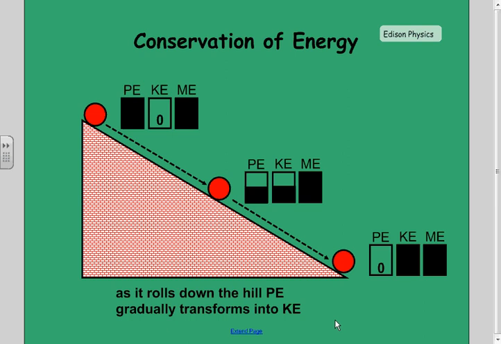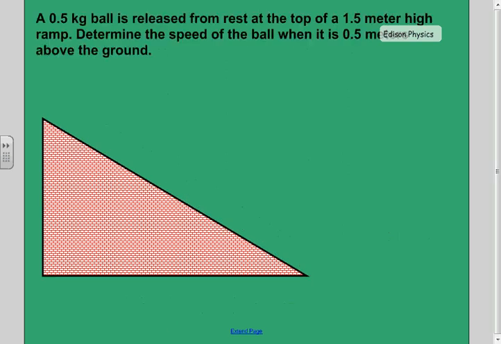Now we want to look at this mathematically. So we're going to look at a similar problem, a ball rolling down a ramp, but this time we're going to ask, how can we put numbers to this problem? So here we go. A 0.5 kilogram ball is released from rest at the top of a 1.5 meter high ramp. Determine the speed of the ball when it is 0.5 meters above the ground.